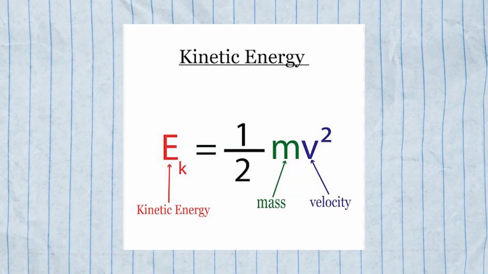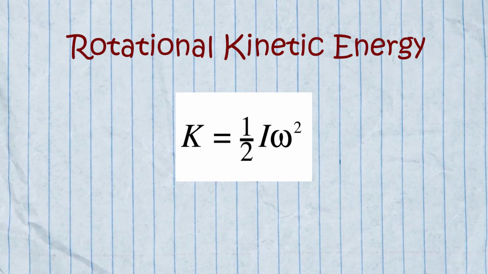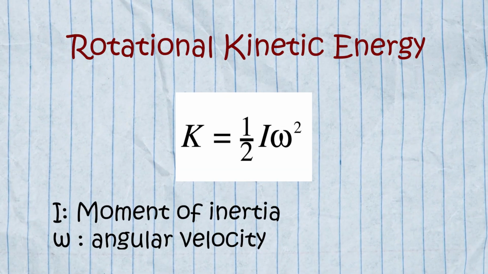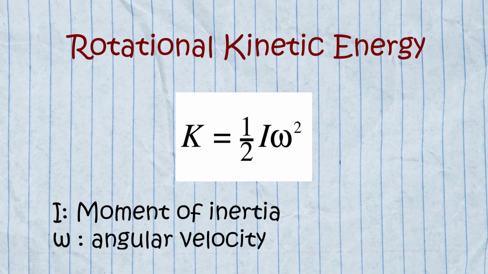The energy equations, we've done this in high school, so it's not too bad. Let's start off with kinetic energy. It's the energy possessed by an object due to its motion, which equals half times m times v squared, where m is mass, v is velocity. Rotational energy, that's half times I times omega squared, where I is moment of inertia, omega equals angular velocity.